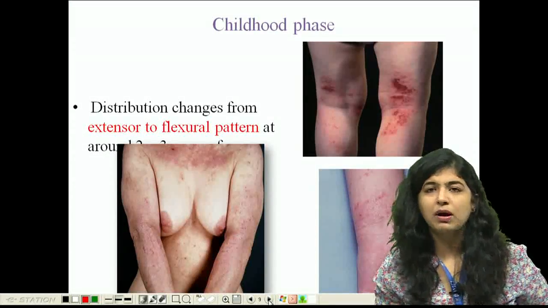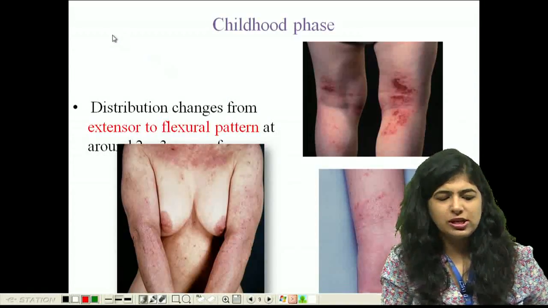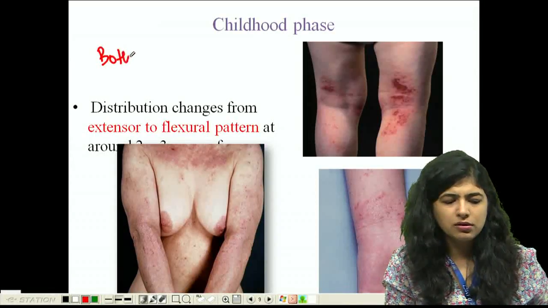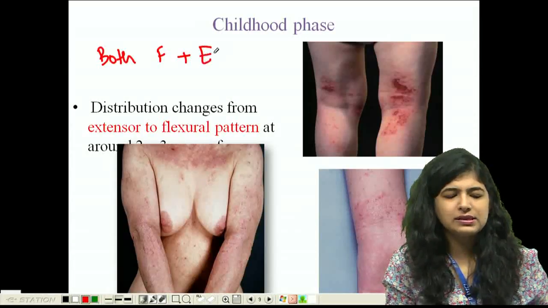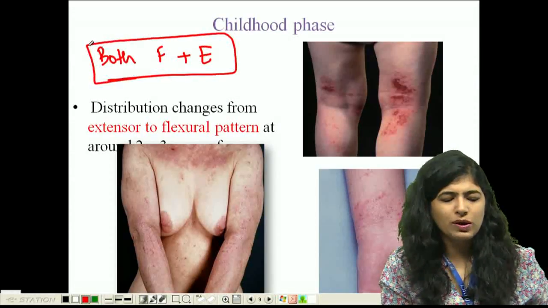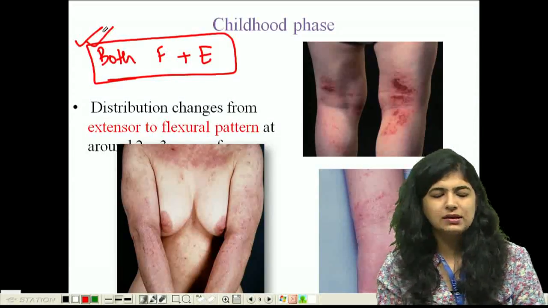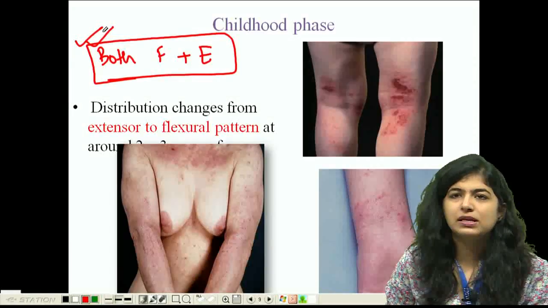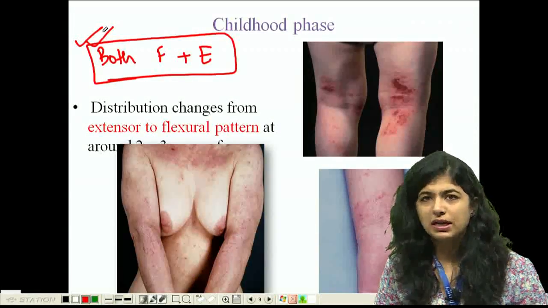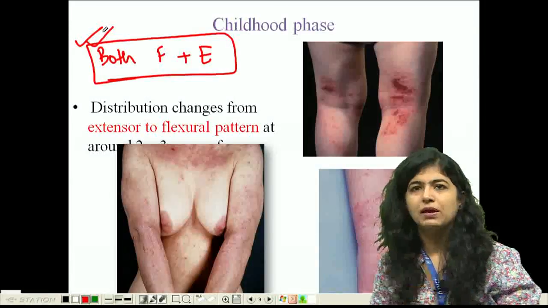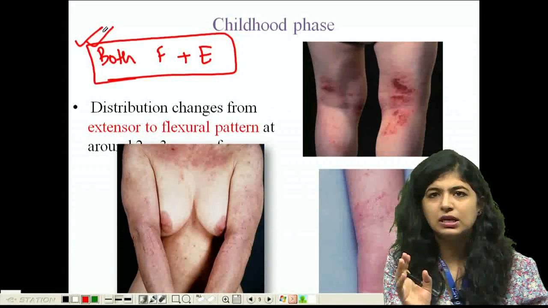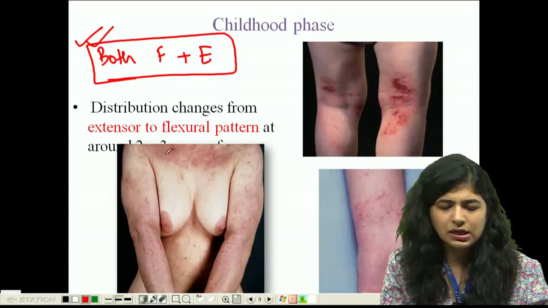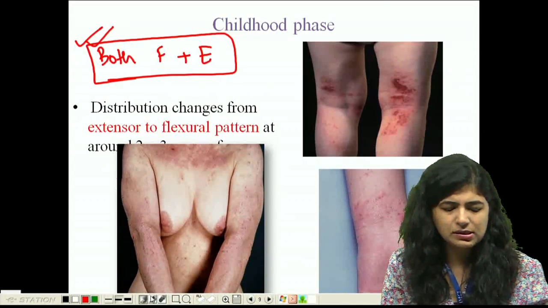If a question is talking about the childhood phase, then in childhood phase, both flexures and extensors are involved. So if a question has a child with atopic dermatitis, it will say that both flexures and extensors are involved. Clear to everyone? This is basically a transition from the baby to the adult phase. Here, both of these will be involved. Clear? You can see the images. Here the flexures are involved. Here the extensors are involved. Both of these can be involved.